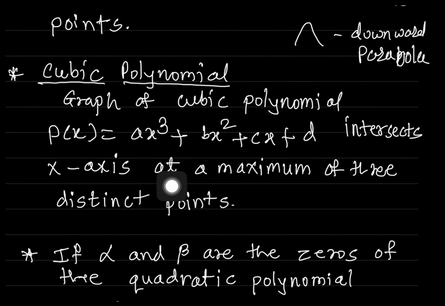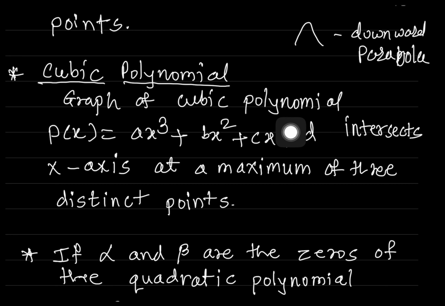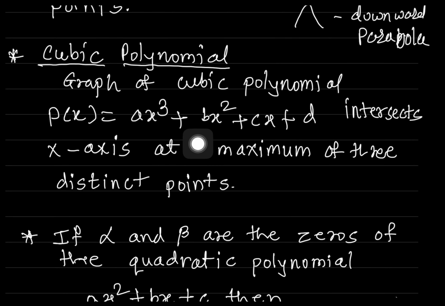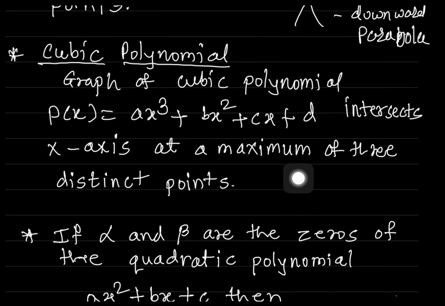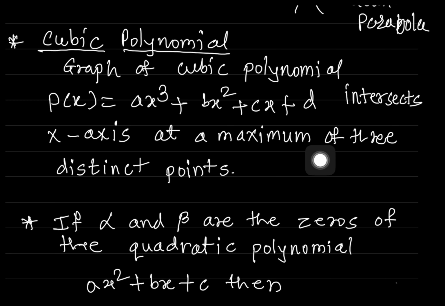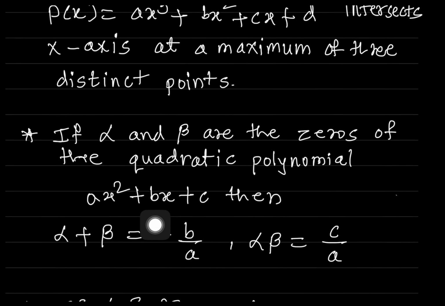Then cubic polynomial. The graph of a cubic polynomial p of x equal to ax cube plus bx square plus cx plus d intersects the x-axis at a maximum of three distinct points. Degree 3 means you will get three zeros.